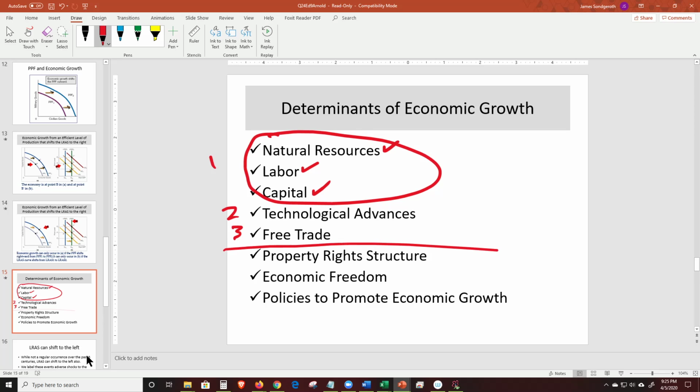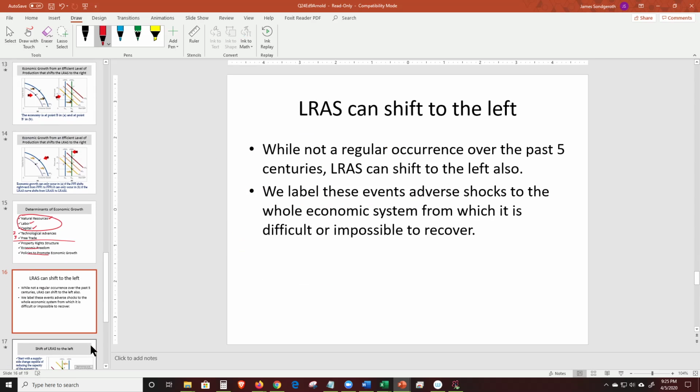Now these I didn't. So the property rights structure can have an impact on growth or decay. Economic freedom can have an effect on it, and policies to promote economic growth, and these all can help. So now we've been talking about shifting it to the right, but it can shift to the left and has. If you take the long view back thousands of years, you can see civilizations grow and decay and then fall apart. All right. So hopefully that's not happening now, but maybe.